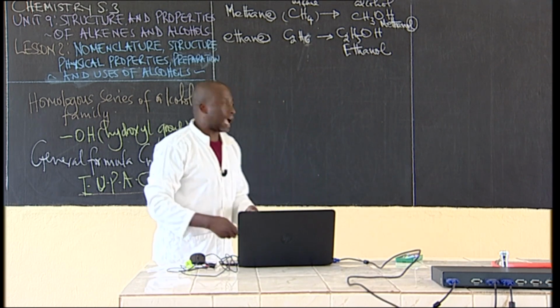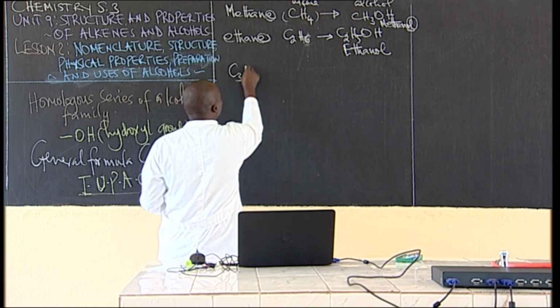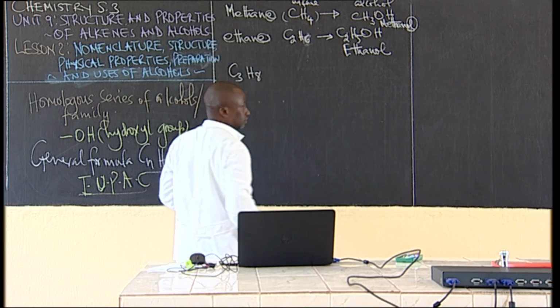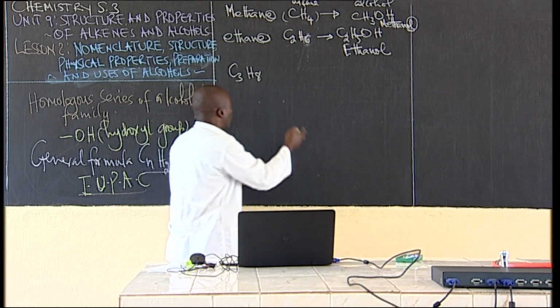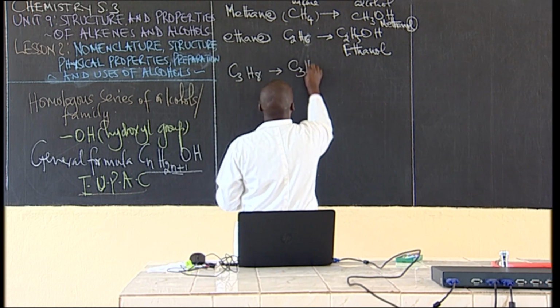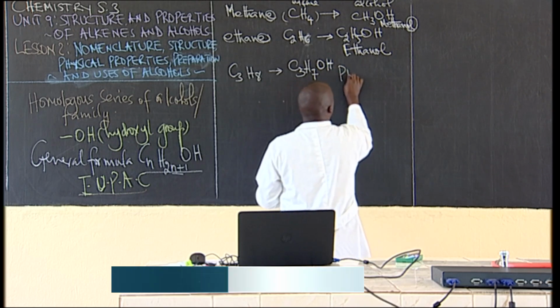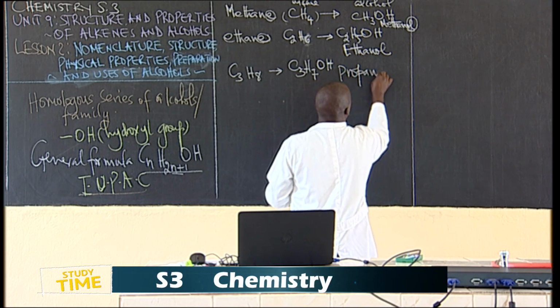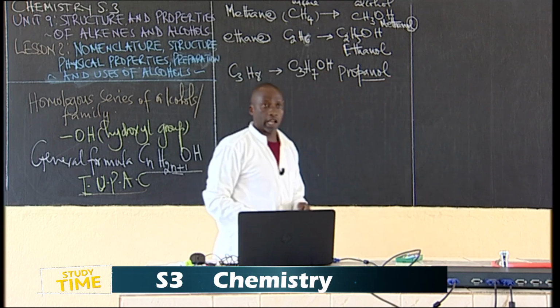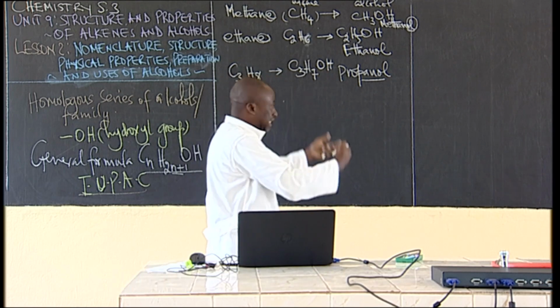You have others. You may have propane, which is C3H8. If you want propanol from there, you'll have C3H7OH, and this one becomes propanol, and so on. So this is the system of naming.